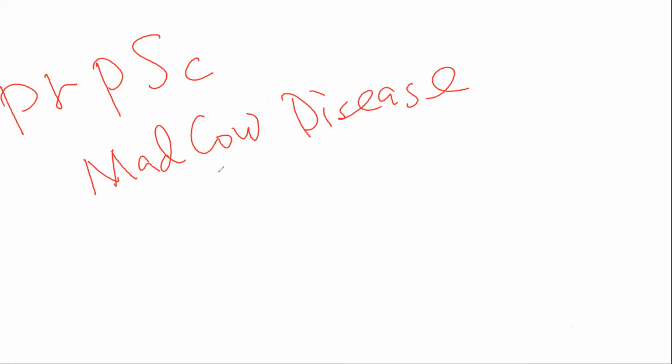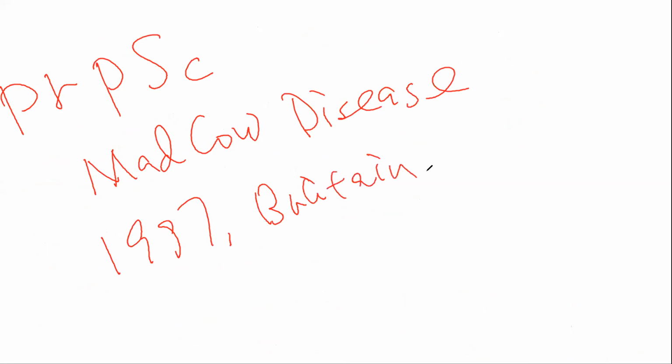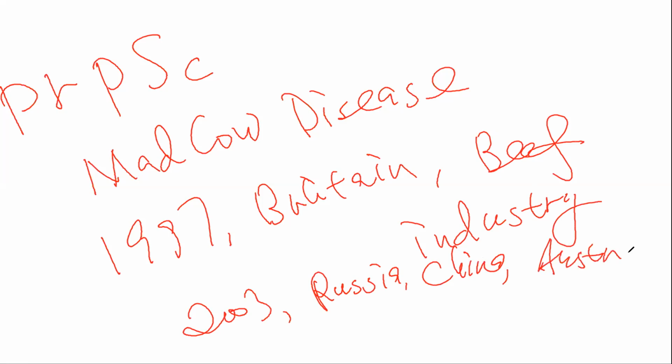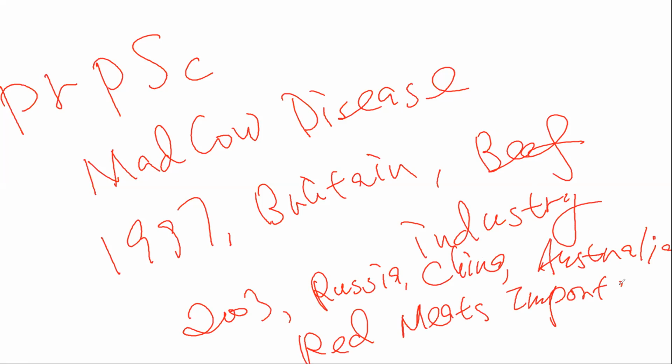The full name is called bovine spongiform encephalopathy. It's a very long name. This was in 1997, happened in Britain, and then transferred to the United States, which is a big damage for the beef industry. So even starting from 2003, Russia, China, and also Australia still forbid all the red meat imports from the United States because of this prion.